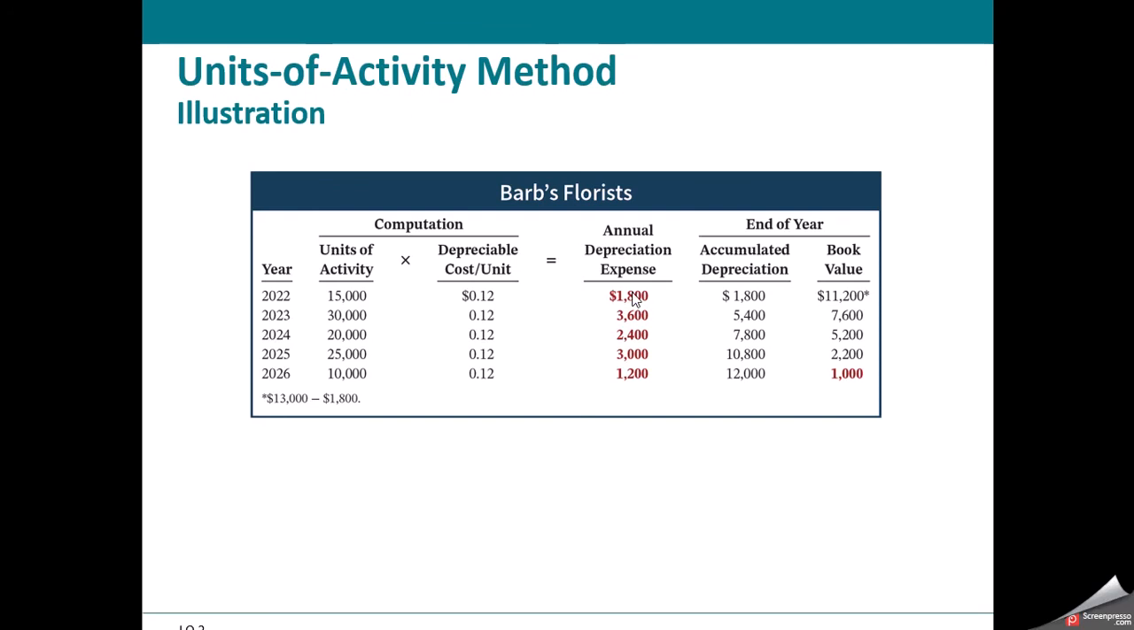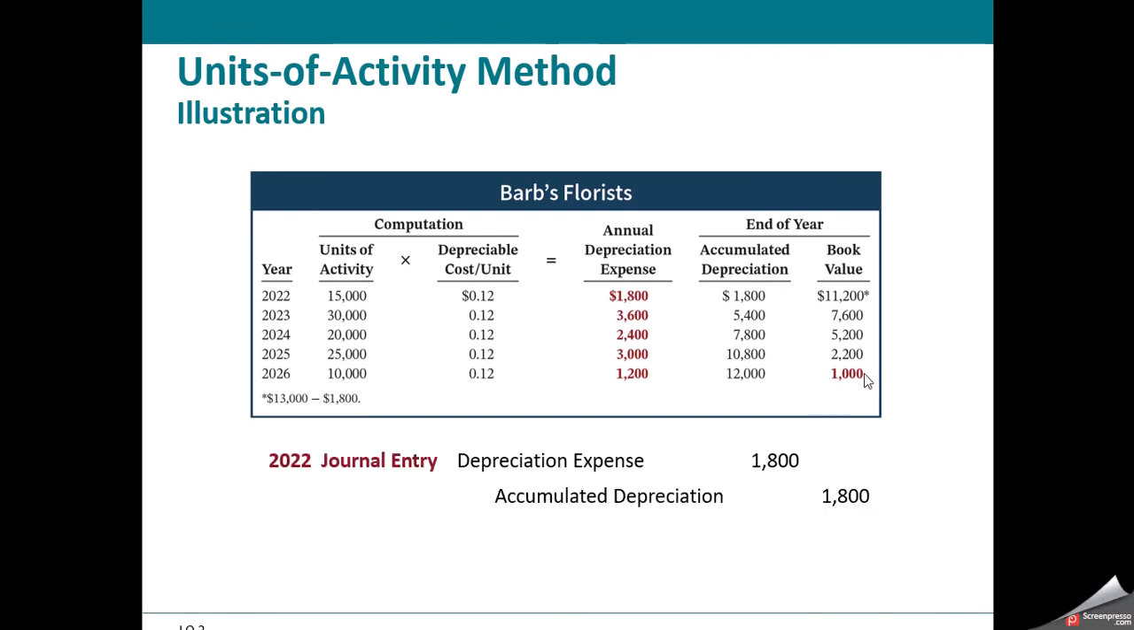So the 1,800 plus the 3,600 gives us 5,400. Plus 2,400 gives us 7,800. It just works like that. And then our book value is calculated the same way, where it is our cost minus our accumulated depreciation, and then we should end up with that $1,000 that's our residual value.